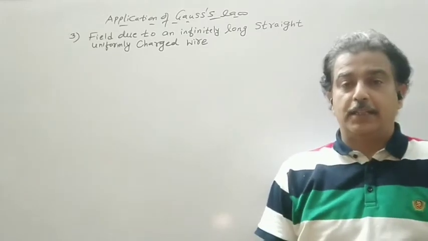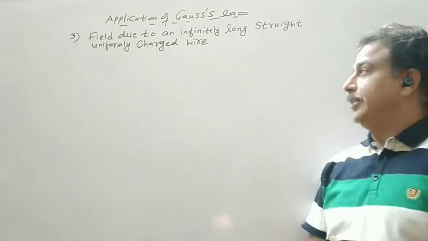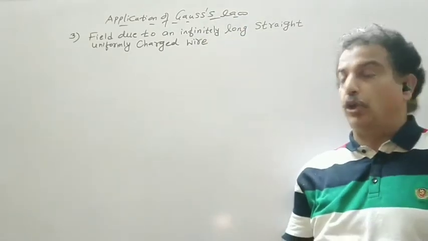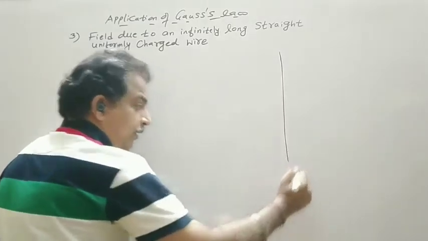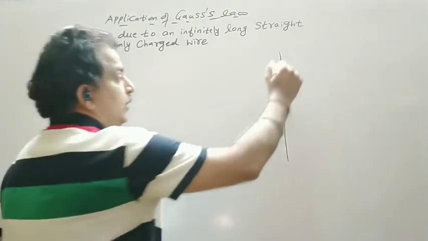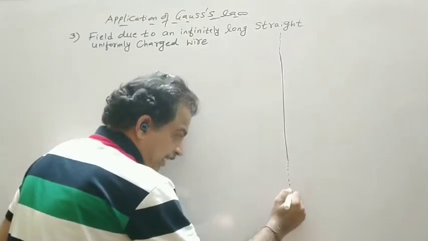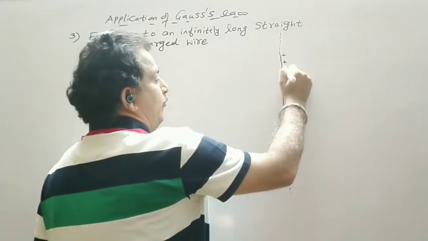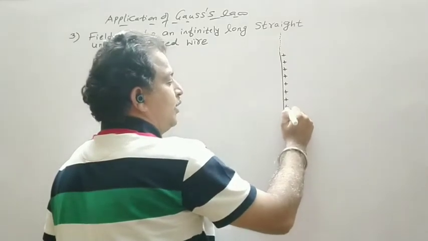Let us try to understand the geometry of this application. First thing is the wire is infinitely long and the distribution is uniform. So suppose I take a thin wire, it is infinite. Infinitely long means a very long wire. The charges are uniformly distributed on it. So it is a linear charge distribution.